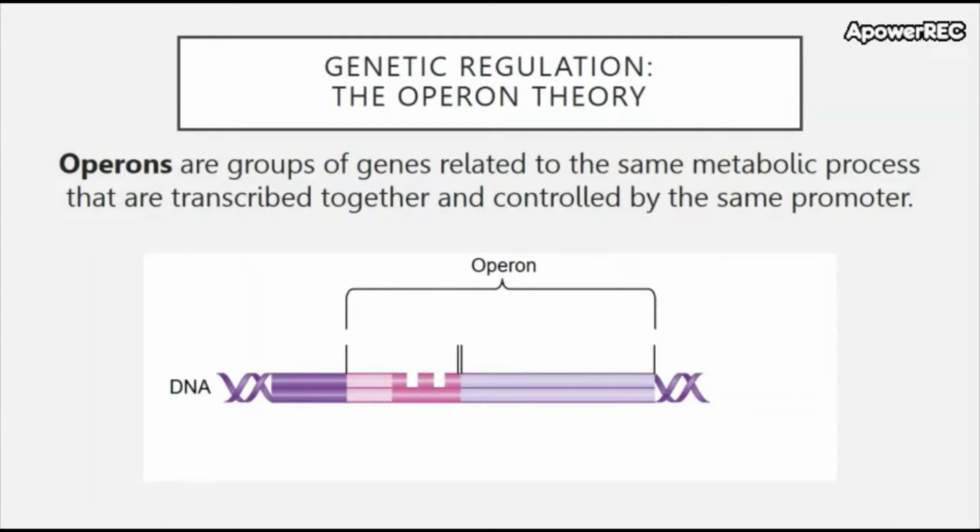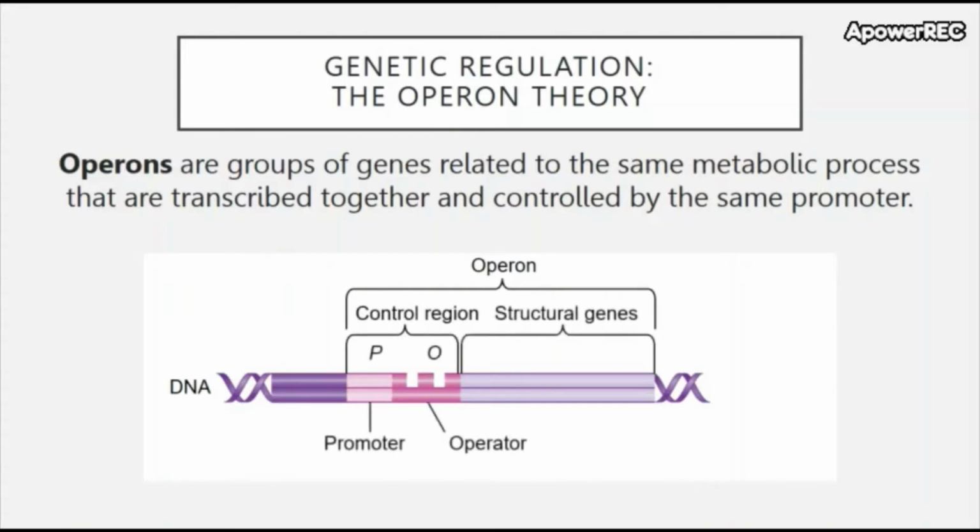Within an operon, you will find a group of genes that are related to the same task or same metabolic process. These all can be transcribed together and controlled by the same promoter. So again, we have the same control region that could control several structural genes. And the control region is made of the promoter and the operator, and all of this together creates the operon.